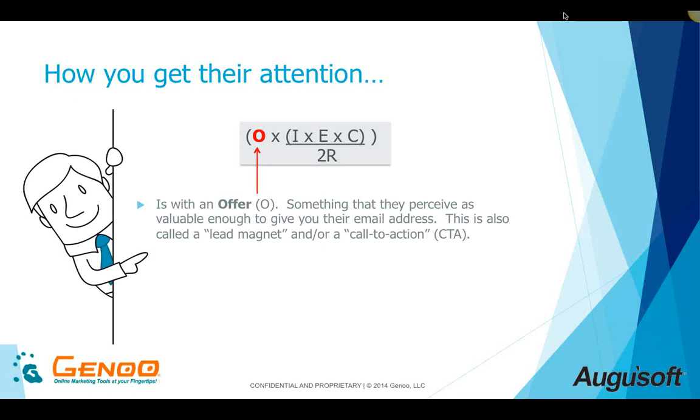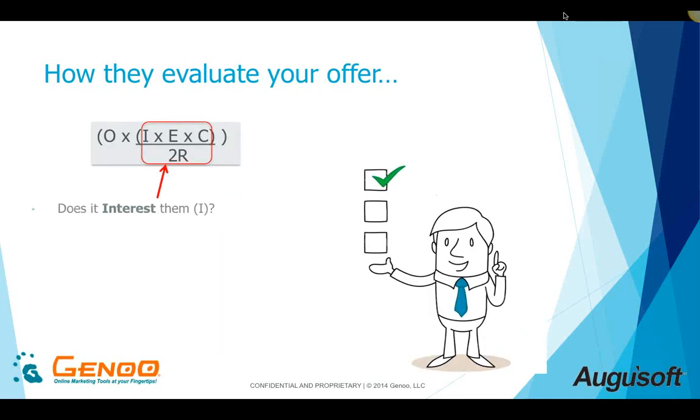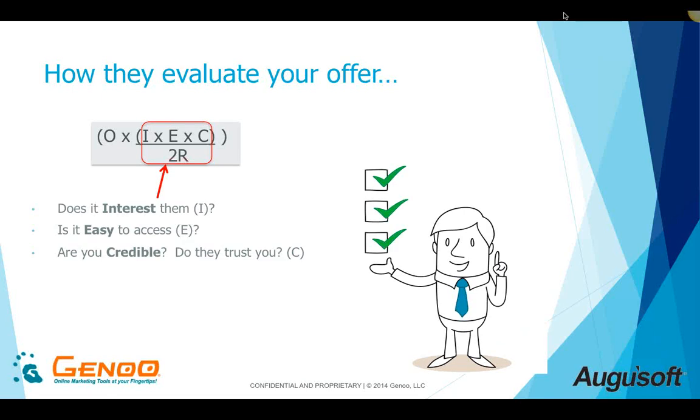So that's the offer. How they evaluate your offer is this. Does it interest them? Is it easy to access? In other words, do you have them go through a whole lot of hoops in order to deal with it? Like, do they have to give you all of their information and their firstborn in order to get any information out of you or to move forward in their process, even when you may not know them that well? So it is easy to access, and are you credible? Do they trust you? Balanced against how much risk they perceive in accepting your offer.